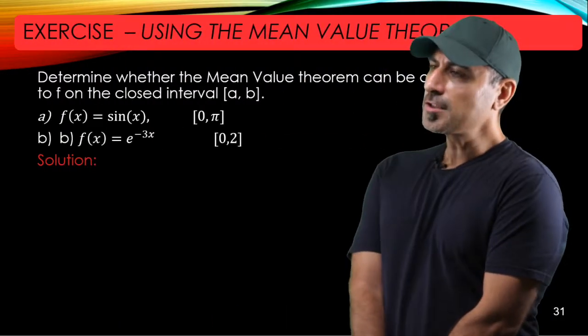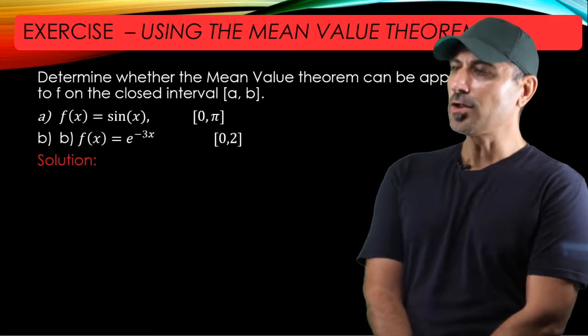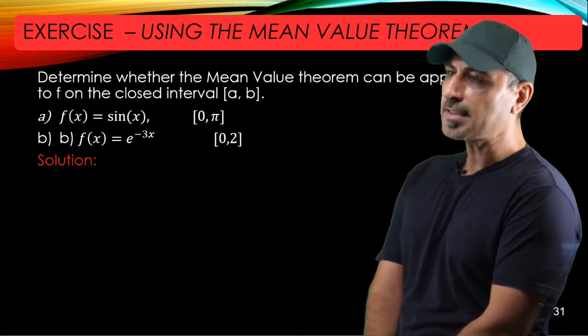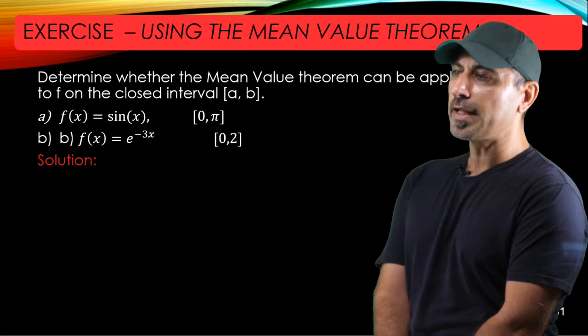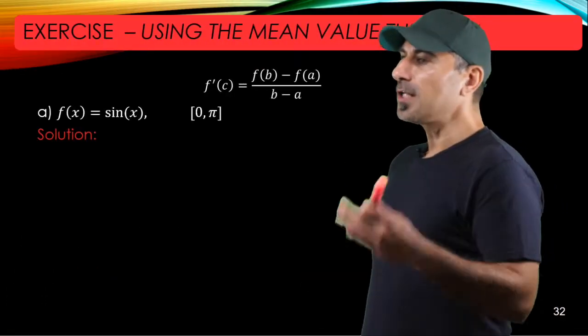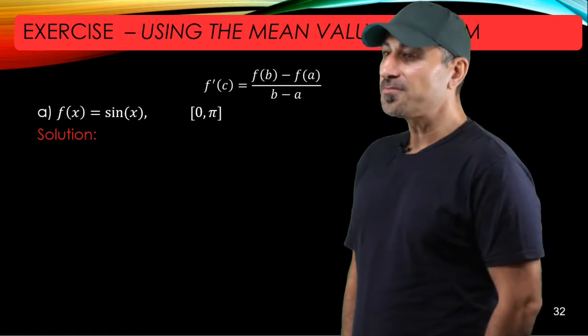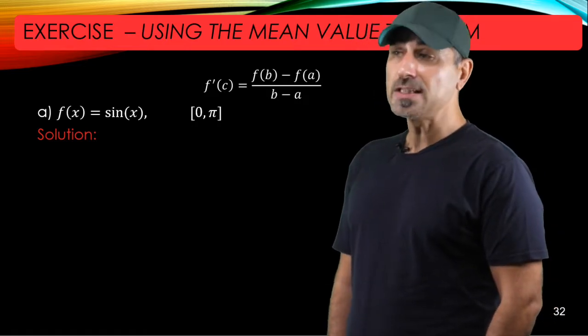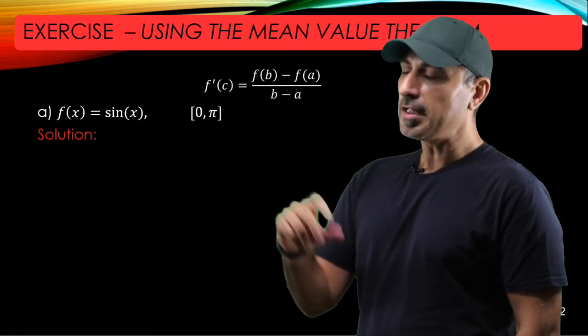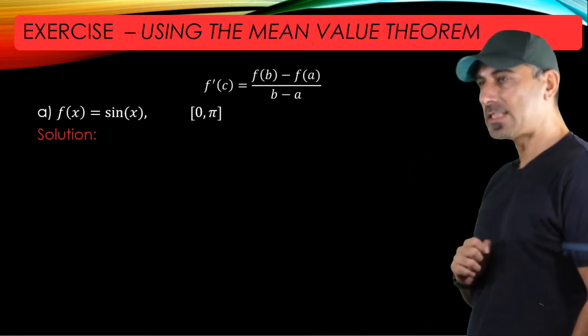We're given two functions. One is sine x on the closed interval 0 and pi, and the other one is e to the negative 3x on the interval 0 and 2. So let's start with part A. Before we look at the conclusion of the theorem, we first want to verify that f is continuous on the closed interval 0 and pi, and as well differentiable on the open interval 0 and pi.